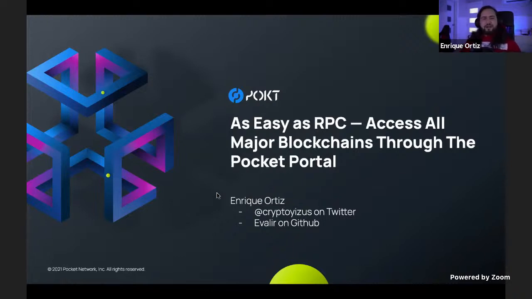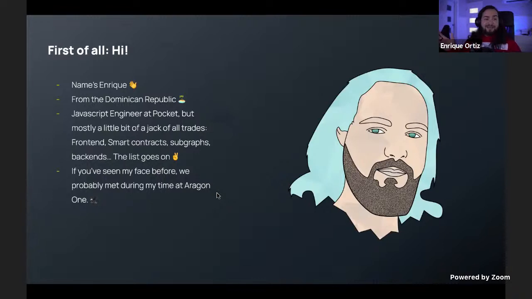Now, let's start. First of all, hi. So again, my name is Enrique. I come from the Dominican Republic. That's in the Caribbean, if you guys didn't know. And I do JavaScript stuff at Pocket. It's usually front-end stuff, but I'm a bit of a jack of all trades. So front-end, I've done smart contract work before, subgraph, back-end. I just like Web3. I do basically everything.